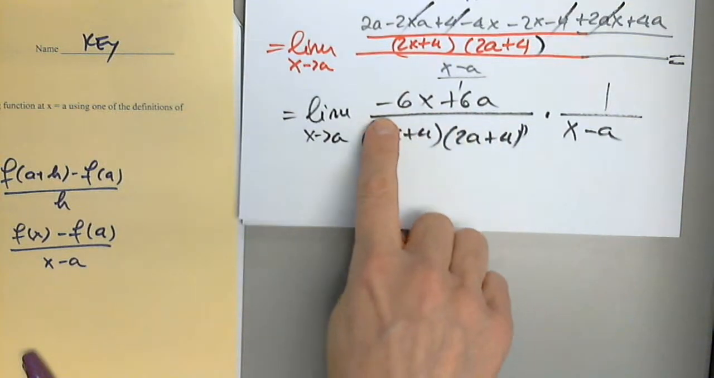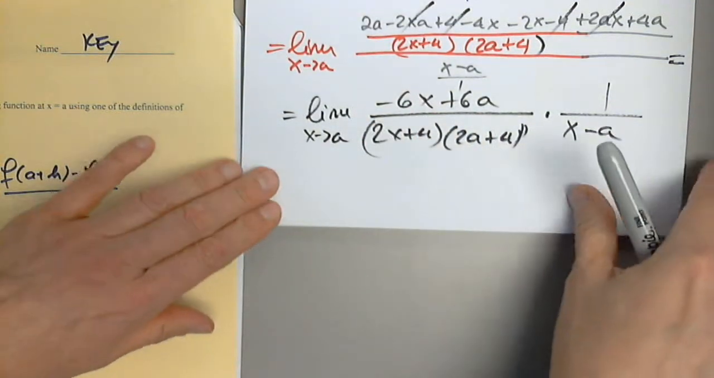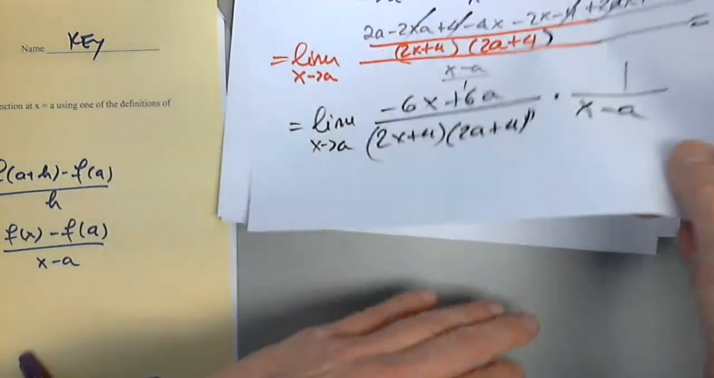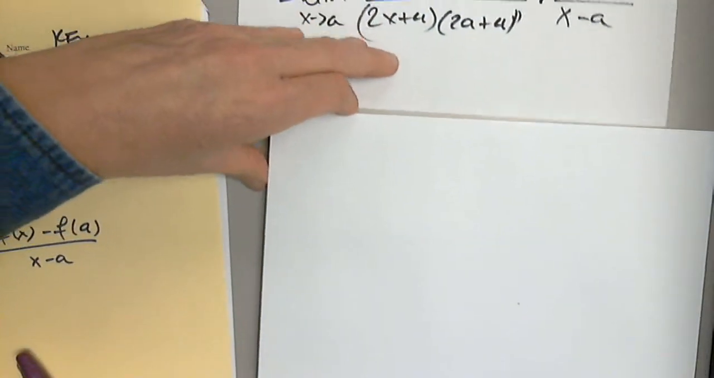Descending order. No negative leading coefficient. Always keep that in mind. Always simplify or factor. Those are key words in math.